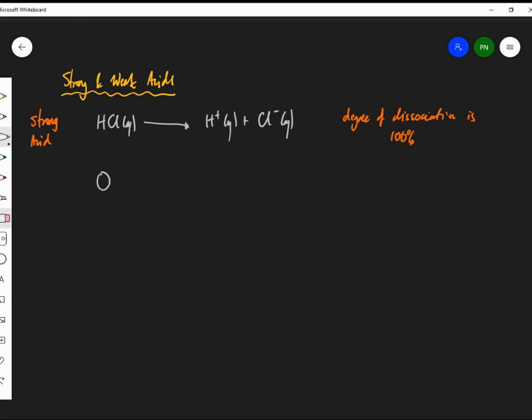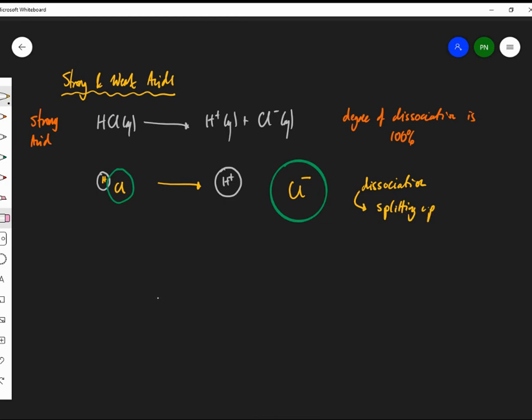If you've got a hydrogen chloride, this is the molecule, this is the H, and there's the Cl, and it splits up into H plus, and Cl minus. So this reaction is known as a dissociation. Dissociation is basically a splitting up. So that's a dissociation. Are we happy with that concept so far?